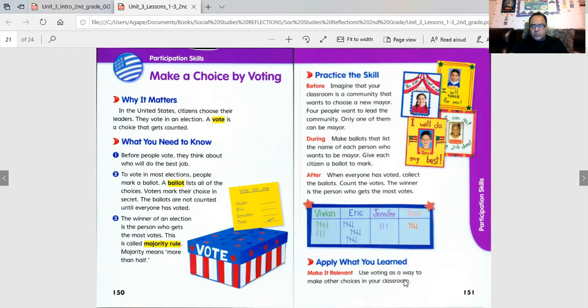Use voting as a way to make other choices in your classroom or in your home. A ballot is something like this. Everyone checks off only one. Then you collect all the ballots and create your chart like this.